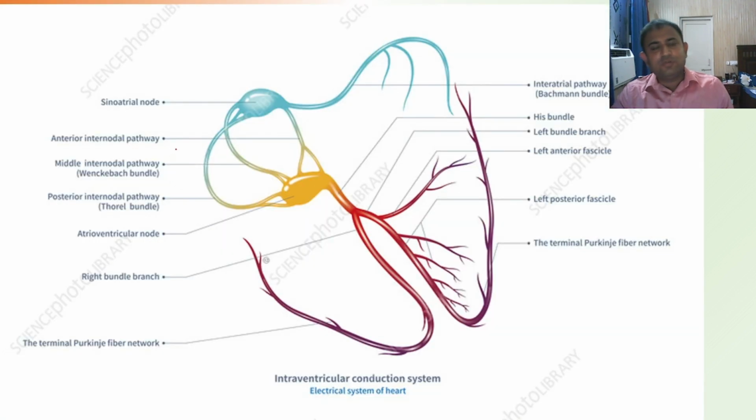So we all know that the sinoatrial node, which is located in the sulcus terminalis of the right atrium, exactly where the superior vena cava drains into the right atrium, there is a portion called the sulcus terminalis. It is called the pacemaker of the heart because it has its own automaticity.